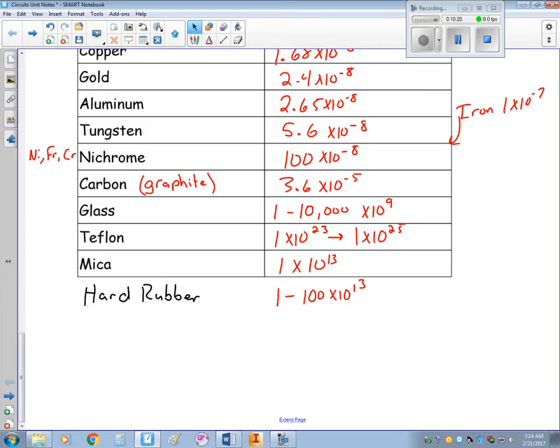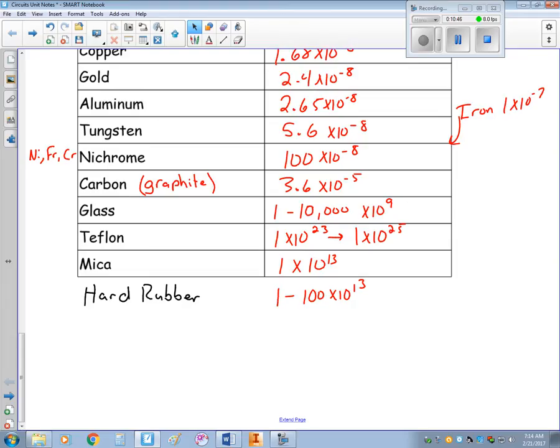Seawater is 2 times 10 to the negative 1. So it may be something kind of shocking. Distilled water is 1 times 10 to the 10th. So distilled water is almost as resistive as rubber. And then carbon in its diamond form is 1 times 10 to the 12th. So those are just some examples of resistivities.